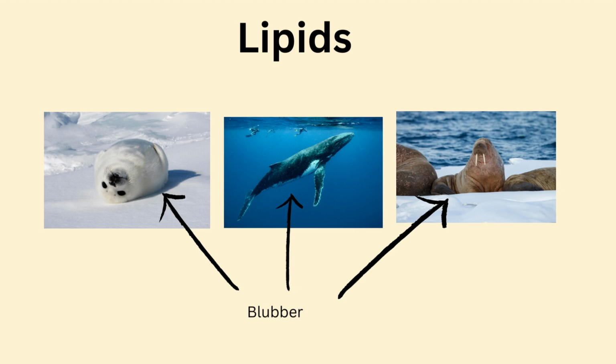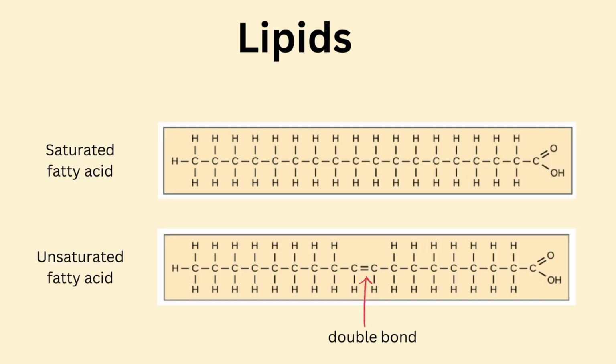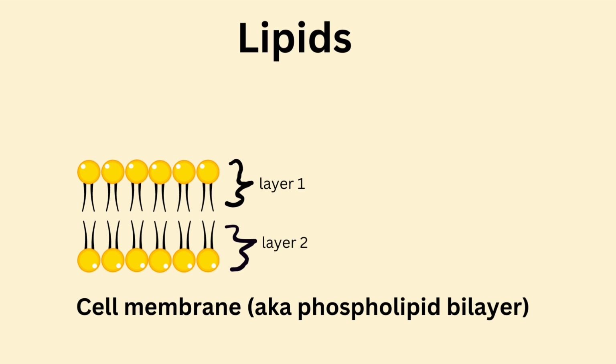Fat in the form of blubber keeps some animals like seals, whales, and walruses warm. Blubber is just lots and lots of fat. Lipids are made out of a glycerol molecule and one or more fatty acid chains. They are not considered true polymers because the fatty acids are not identical and there is no repeating pattern. In fact, some fatty acid chains can be saturated and have no double bonds, whereas some can be unsaturated and have double bonds. The cell membrane is called the phospholipid bilayer because it is made up of two layers of phospholipids.